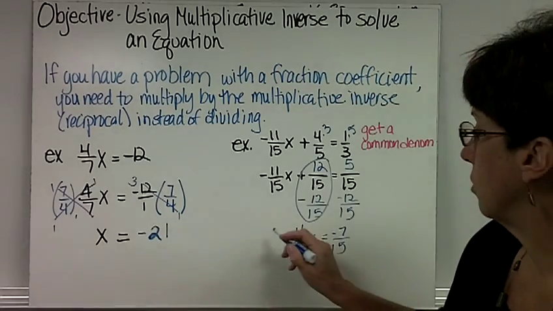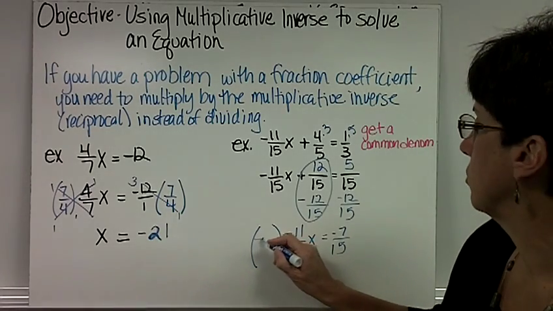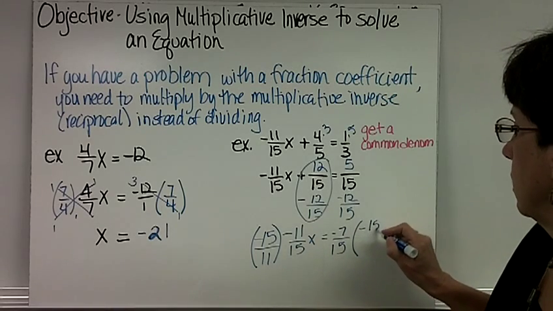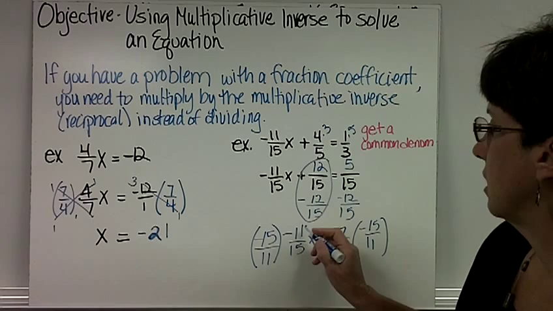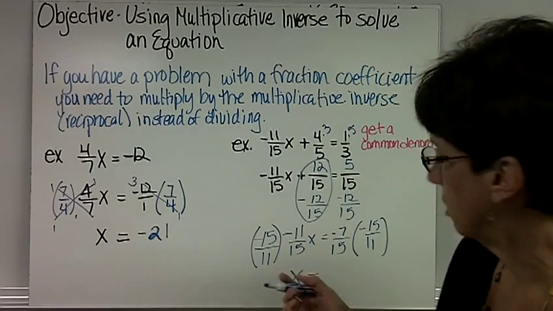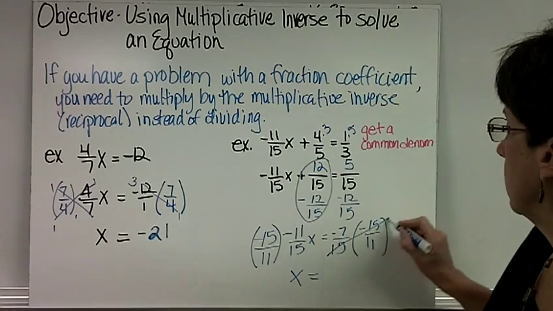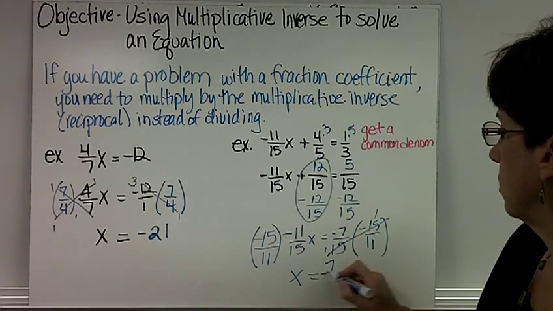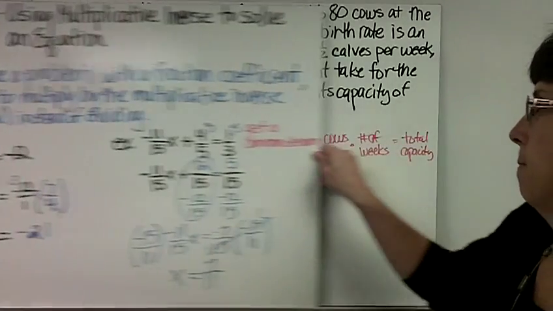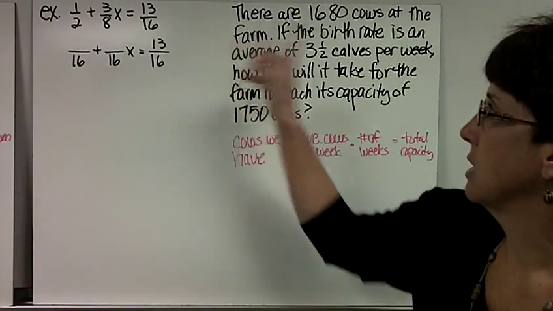Now I multiply by the multiplicative inverse, the reciprocal. And if it's a negative, the multiplicative inverse is also a negative. Negative 15/11, negative 15/11. These sides simplify to 1. I'm not going to cross it out this time because I know it does. 2 negatives make a positive, so I don't have to worry about my sign. 15 and 15 simplify to 1, so my answer is 7/11. 7/11, lucky numbers. All right, let's do one more. Problem like this, then I have a word problem.